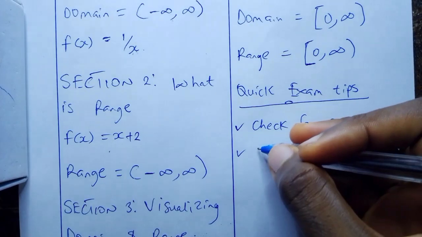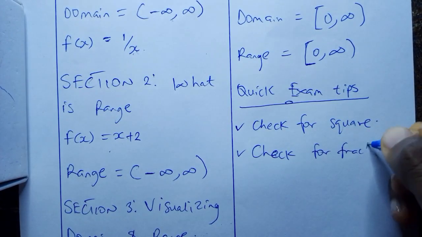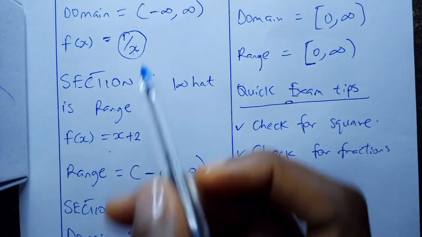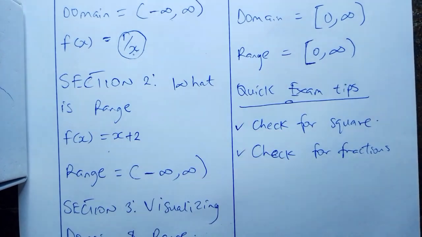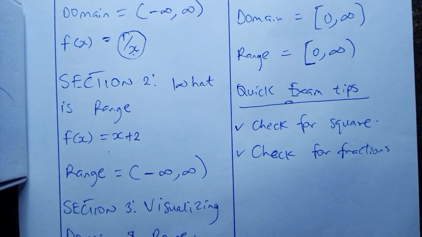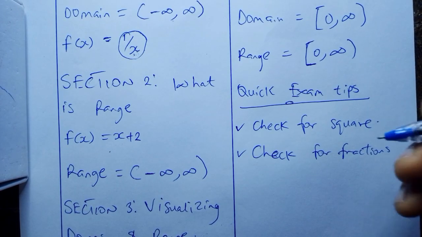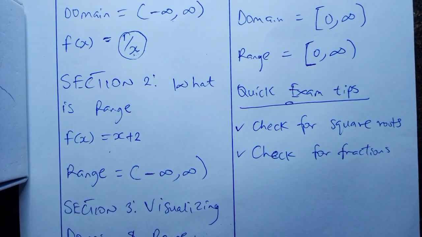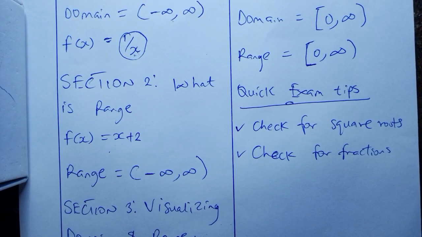Quick exam tip number 2, check for fractions. In finding your domain, if there's a fraction, like we said earlier, 1 over x, you know that the denominator can never be 0. The input here, x, can never be 0, because 1 over 0 is undefined, right? So from there, you can easily find the domain. Check for square roots, check for fractions. Ensure the denominator is never 0, like what I just said. Check for any restriction given in the question.